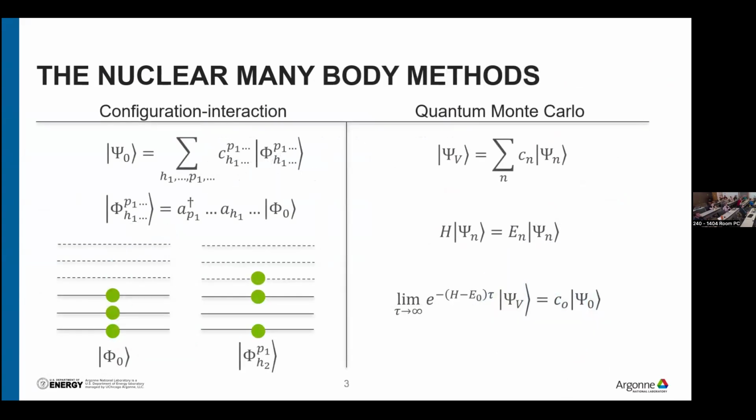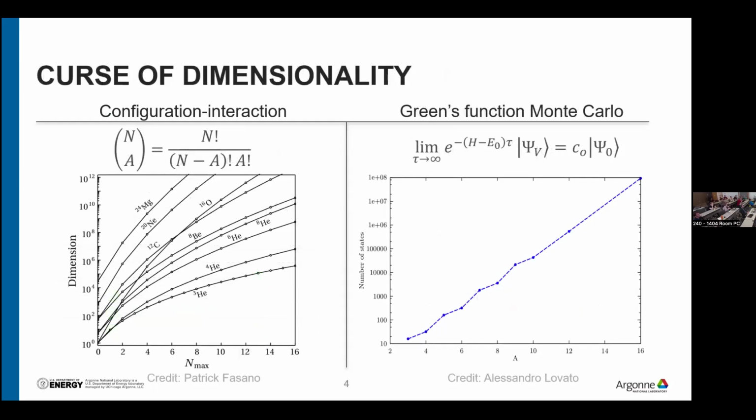Some comparisons that I'll make are to things like configuration interaction and some quantum Monte Carlo algorithms, which are going to suffer from the curse of dimensionality. The representation of our state in configuration interaction methods is going to explode as we get to larger systems. And for Green's function Monte Carlo, the dimensionality of the integral that we want to take is also exploding as we're looking at larger systems.